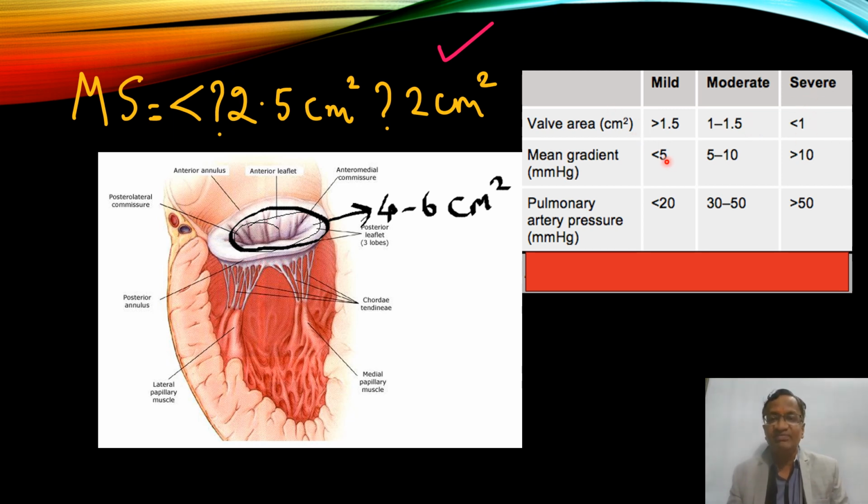What happens here? The mean gradient is less than 5. What is the gradient between LV and LA? What is the difference in pressure in diastole? The mean gradient goes up to 5 to 10. See here, pulmonary pressure is more than 50. So severe stenosis means less than 1 square centimeter, the mean gradient is more than 10, and the pulmonary artery pressure is more than 50. These are all the problems when you say the mitral stenosis is severe.